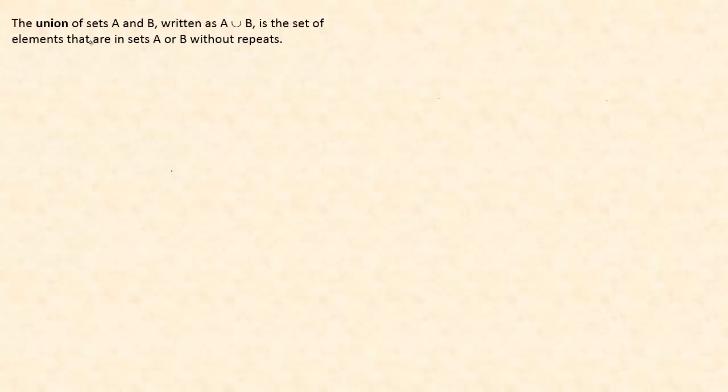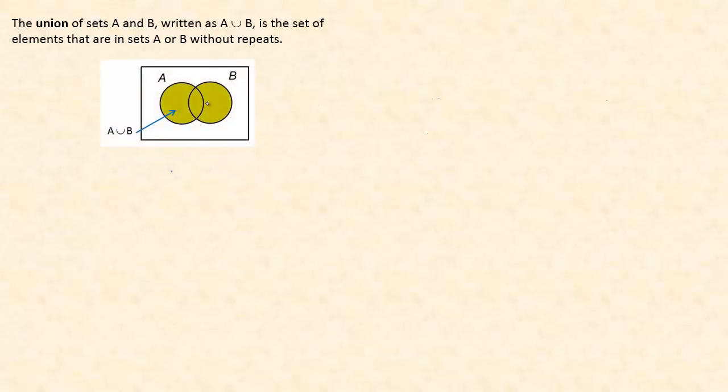The union of sets A and B, written as A union B, is the set of elements that are in sets A or B without repeats. So not A and B, but A or B. So that's this here, but make sure when it says without repeats that we don't count this bit twice.